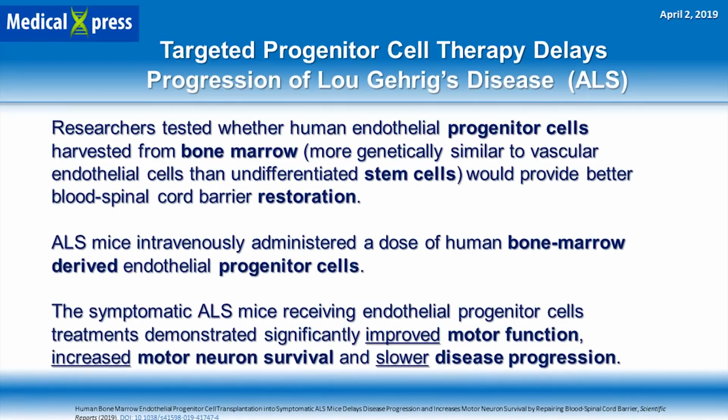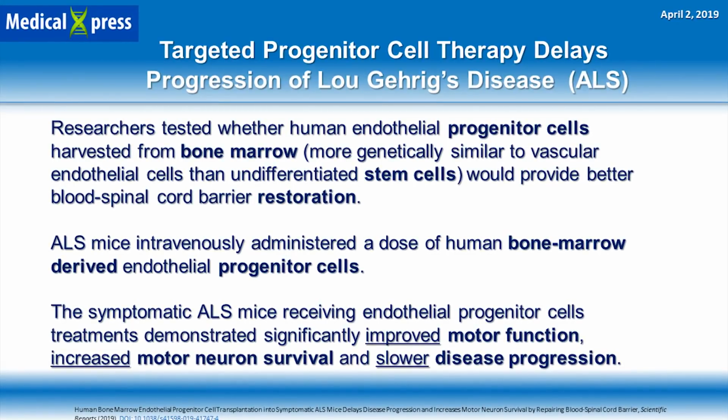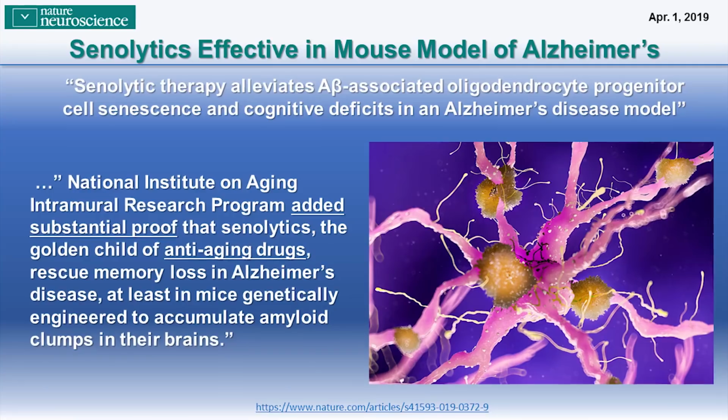Again, this is the data on Lou Gehrig's disease, amyotrophic lateral sclerosis. Really good data to indicate we should be testing this on people right now. Lou Gehrig's disease only goes in one direction. You deteriorate, at some point you can't even breathe anymore, and you just die. It's that simple. So there's no reason to not be testing these on Lou Gehrig's patients.